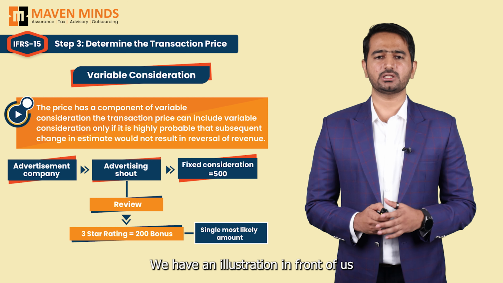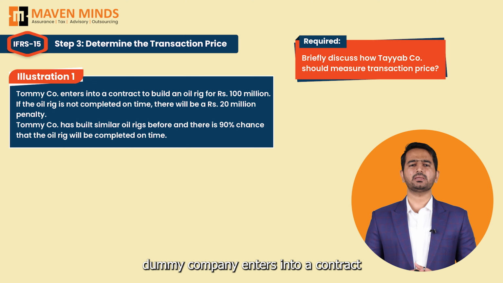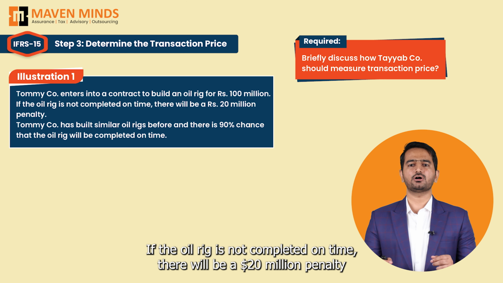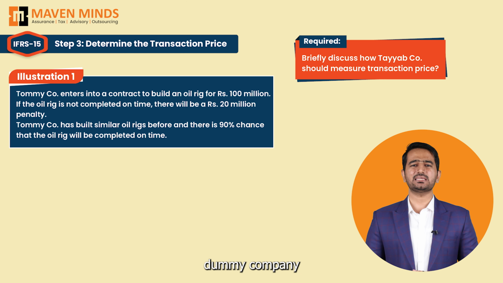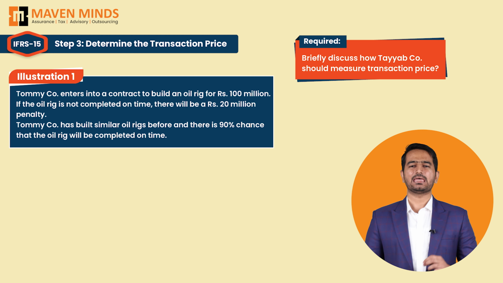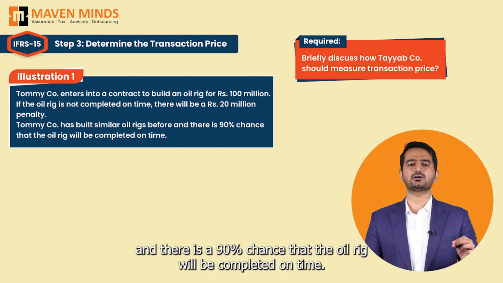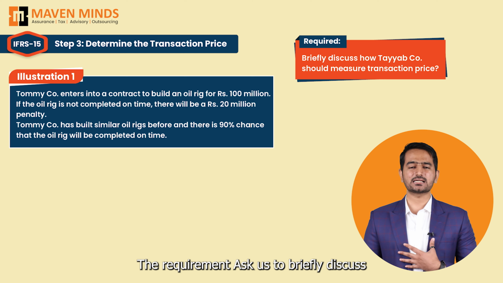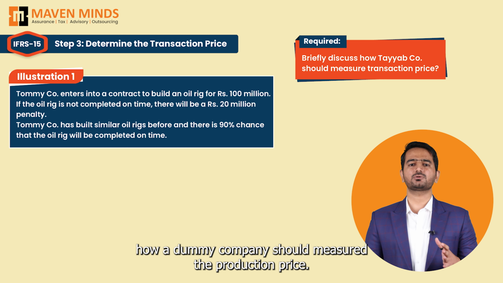We have an illustration in front of us. Tommy Company enters into a contract to build an oil rig for $100 million. If the oil rig is not completed on time, there will be a $20 million penalty. Tommy Company states that they have built similar oil rigs before and there is a 90% chance that the oil rig will be completed on time. The requirement asks us to briefly discuss how Tommy Company should measure the transaction price.